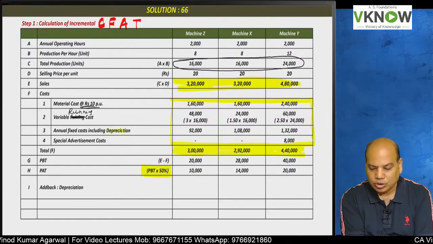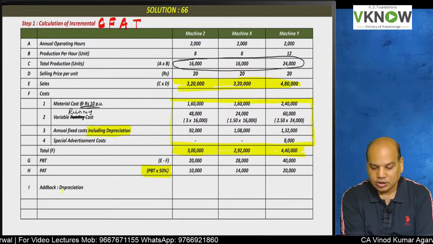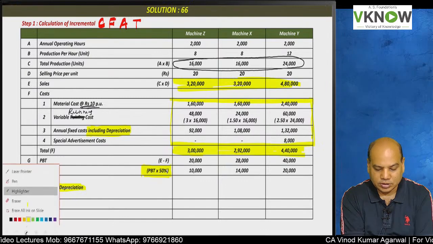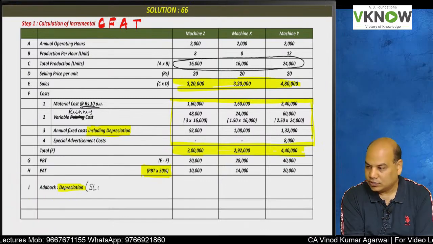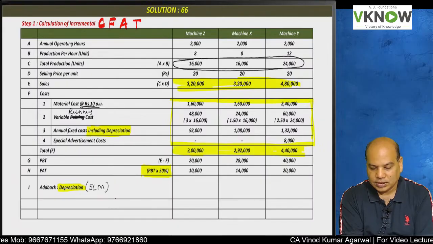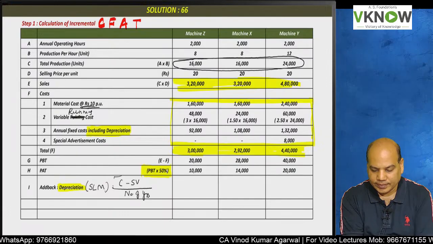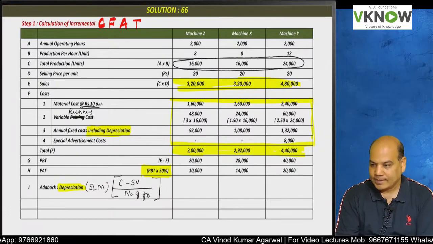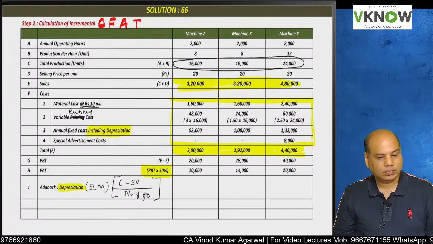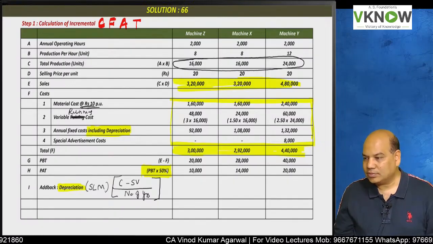Depreciation is already included here in fixed cost, but to calculate CFAT, I need to add back depreciation. And what is the method of depreciation? The method of depreciation is SLM. SLM means cost minus salvage value divided by number of years. Okay, so that is my formula for SLM.